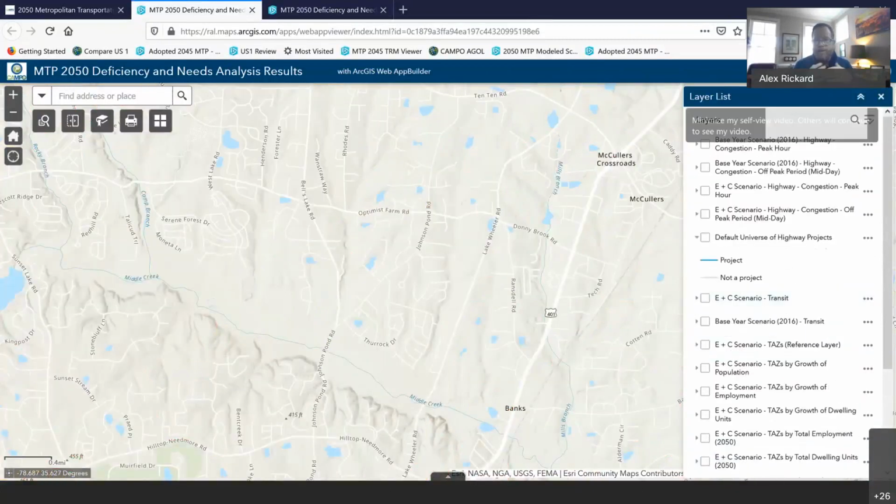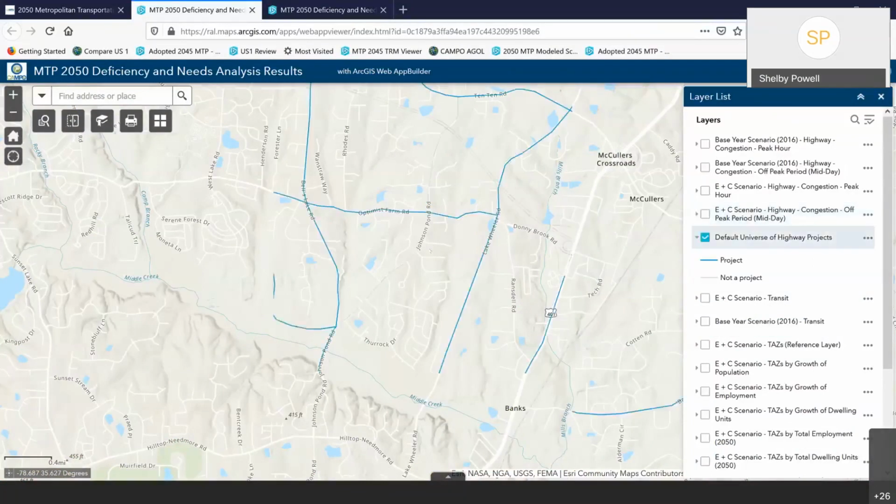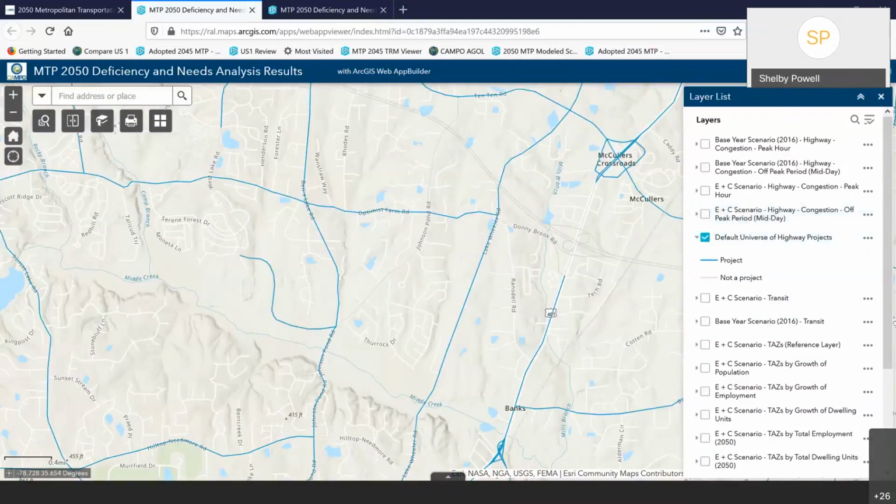Let me pause right here because we're about halfway through our time. Are there any questions? Are people not able to access the site, or have any questions that haven't been addressed in the chat? Hey, Alex, it looks like Luana had a question about why one of the layers there is not a project. There's project and there's not a project. Yeah, it's a good question. Shelby, you're speaking faster than I can type.